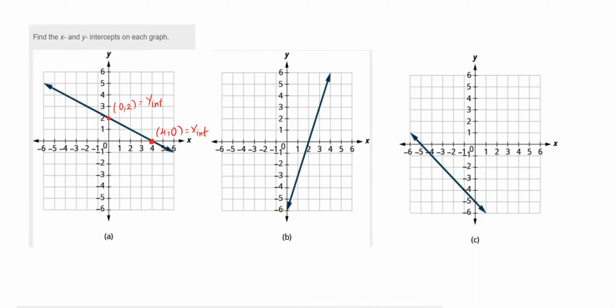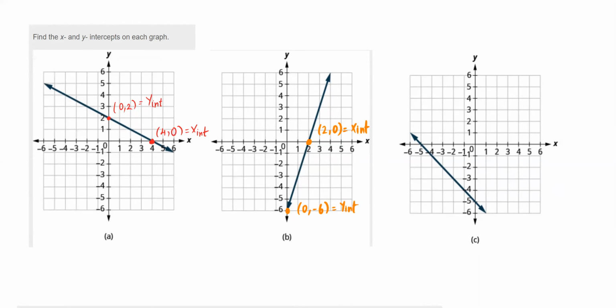Okay, how about here? Well, the x-intercept is visible here. So that's going to be (2, 0). That's my x-intercept. The y-intercept is not nearly touching, but that's where the graph ends. So actually that is my y-intercept, which is (0, -6).